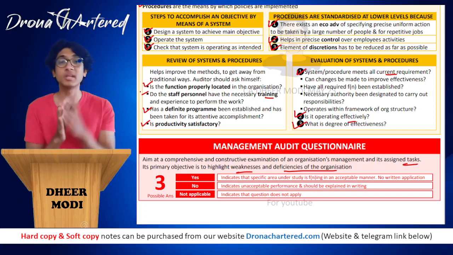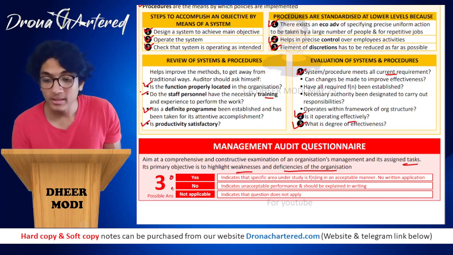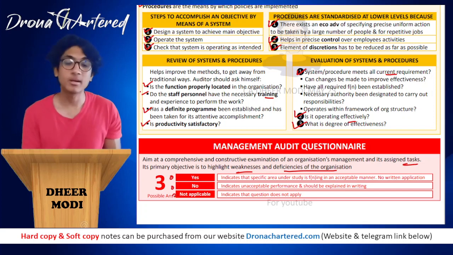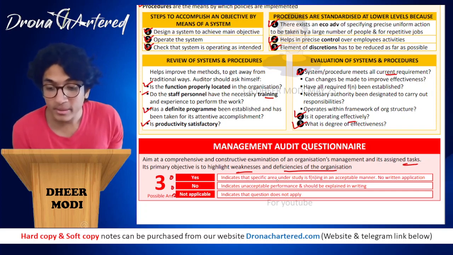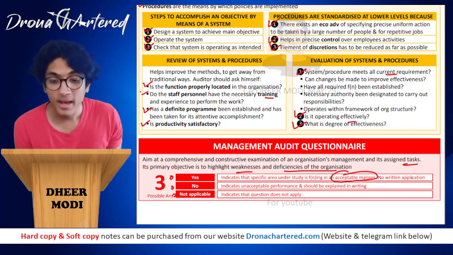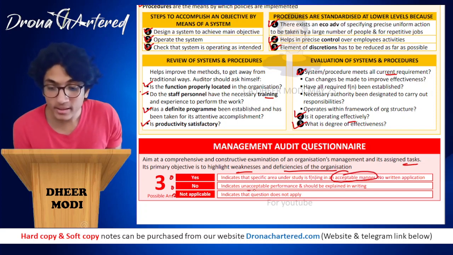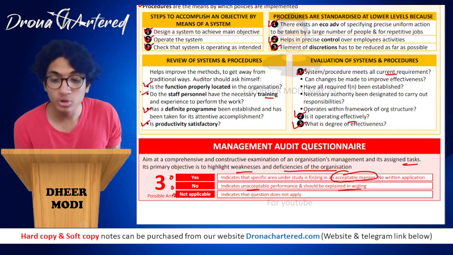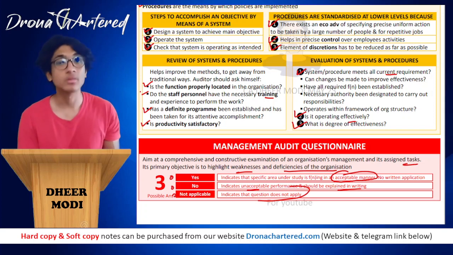So it is a questionnaire where there are some questions and there are three possible answers, either yes, no, or not applicable. So usually the questions are designed in such a way that if a person answers yes, it indicates that the specific area under study is functioning in an acceptable manner and there is no written explanation. If the answer is no, it indicates that there is unacceptable performance and should be explained in writing, and not applicable, that means that the question does not apply.